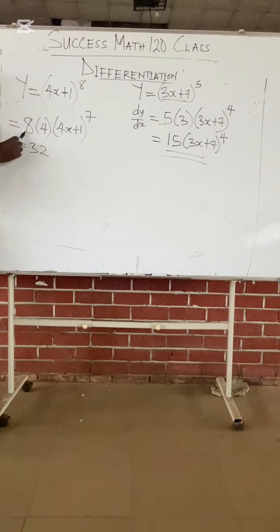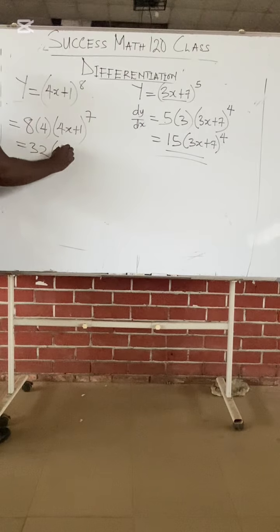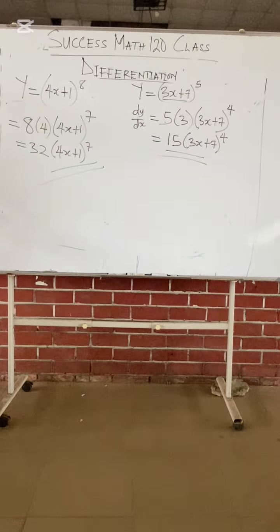Class, the rule did not say multiply this, but you should know now, common sense, right? I did not say it, I'll leave it like that. The rule did not say anything like that. You will not see this in your option now. 8 and 4 is telling you that you multiply 8 times 4. 32 into bracket 4x plus 1 raised to power. Final answer.